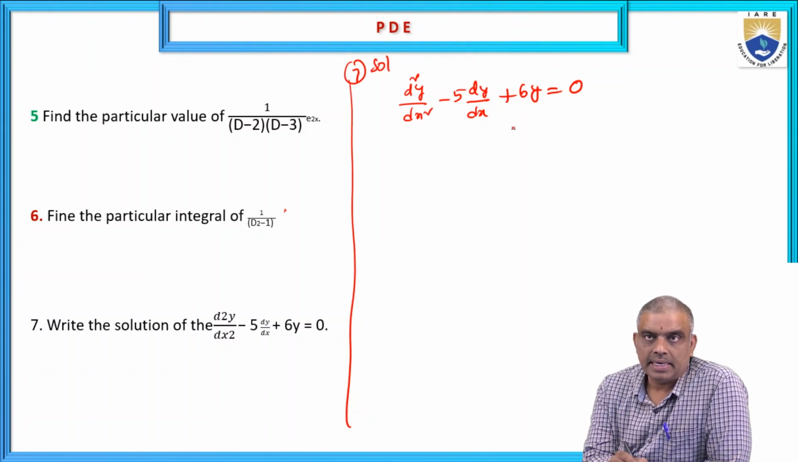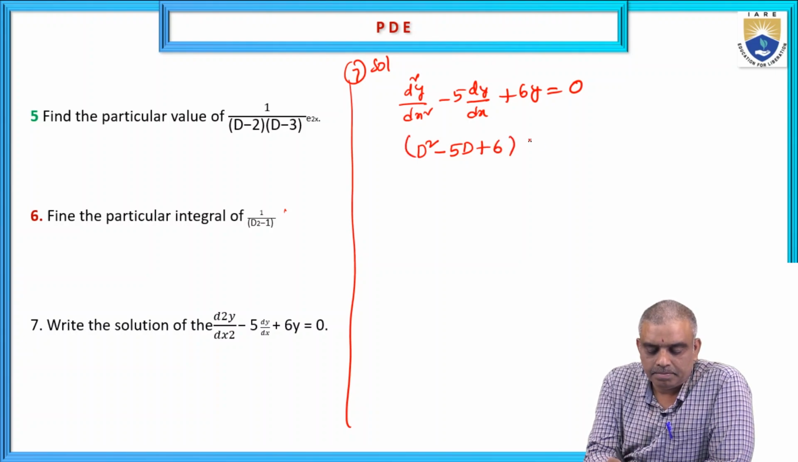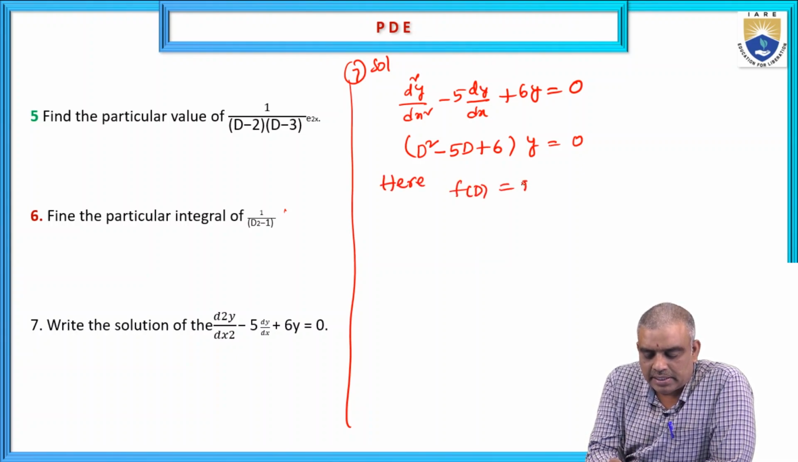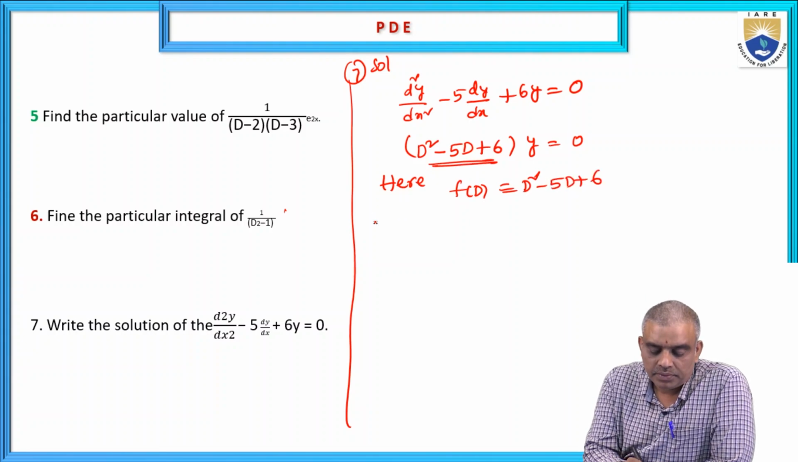So clearly it is a second order equation. I can write in operator form (D² - 5D + 6) y = 0. So here what is f(D)? f(D) is a function of D, that is D² - 5D + 6. This is the function of D.